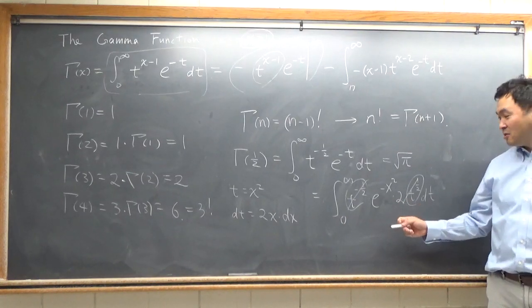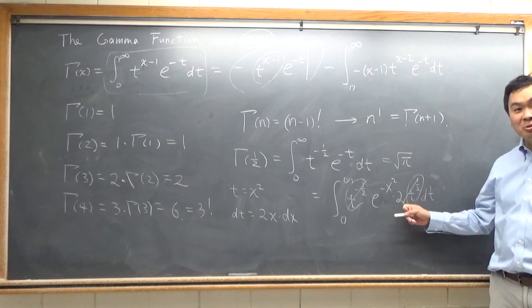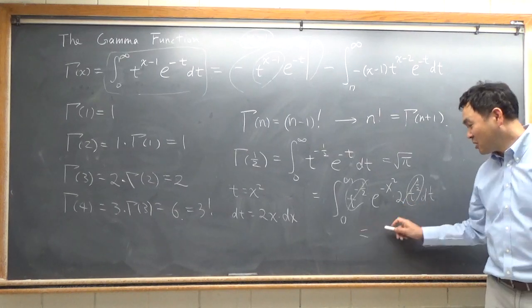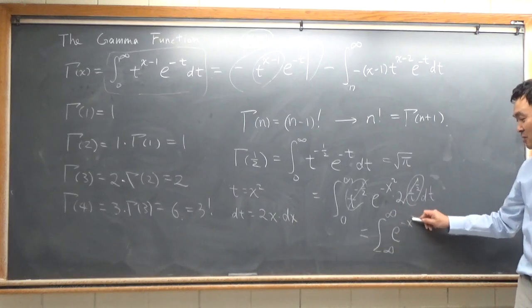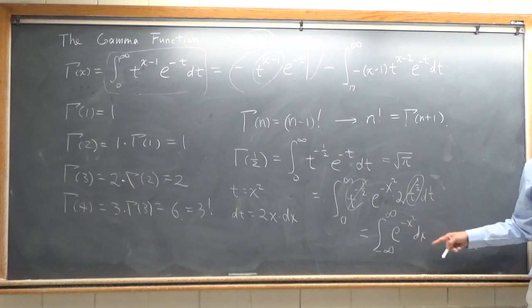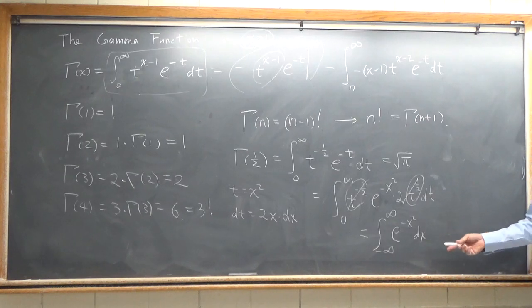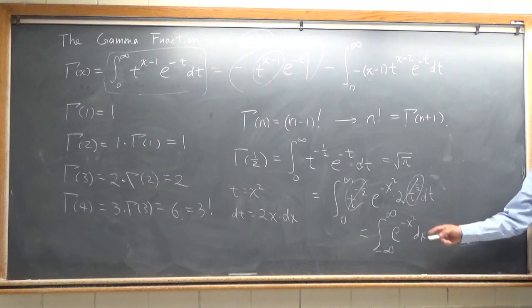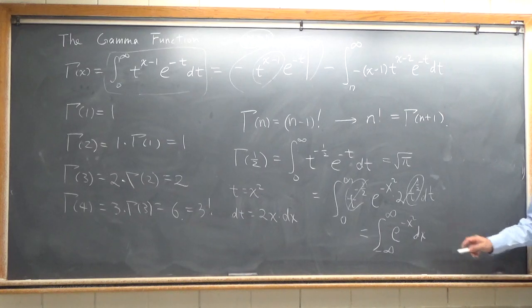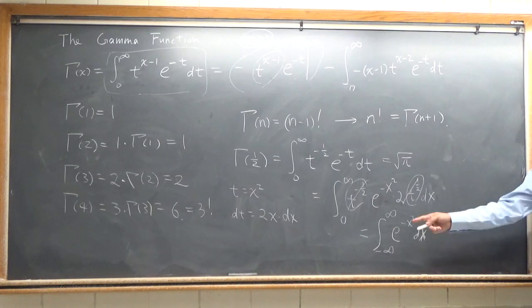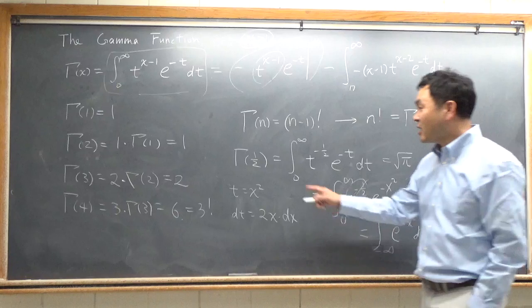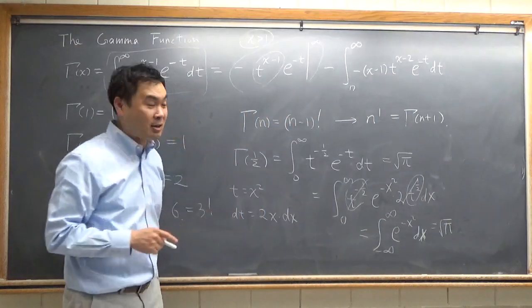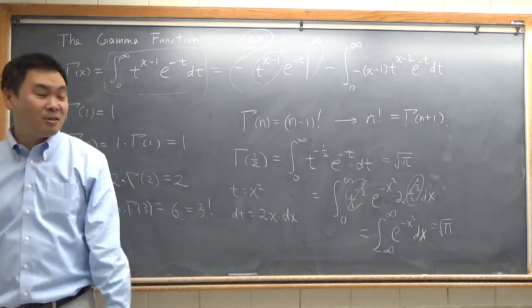What is this? Well, you can use the doubling trick to make it really an integral from negative infinity to infinity of e to the negative x squared dx. That's exactly the error function calculation, right? Yes? It should be dx. Oh, so this should be dx. Thank you. So this is going to be square root of pi. So that's the result. Gamma of 1/2 is equal to square root of pi because of this calculation.